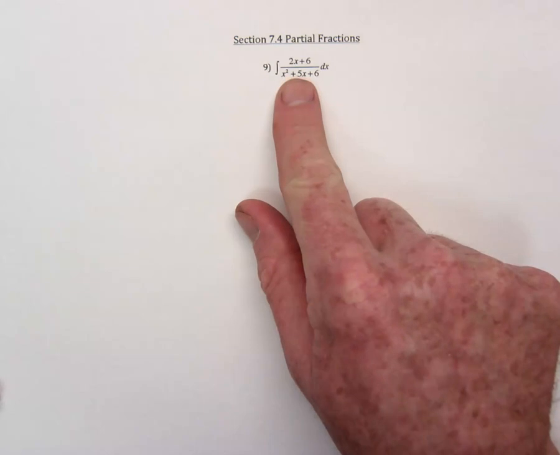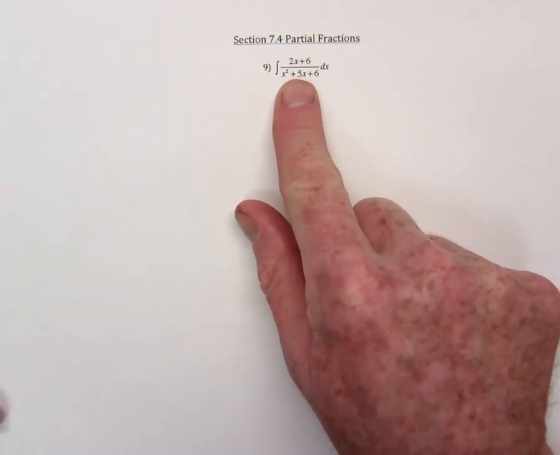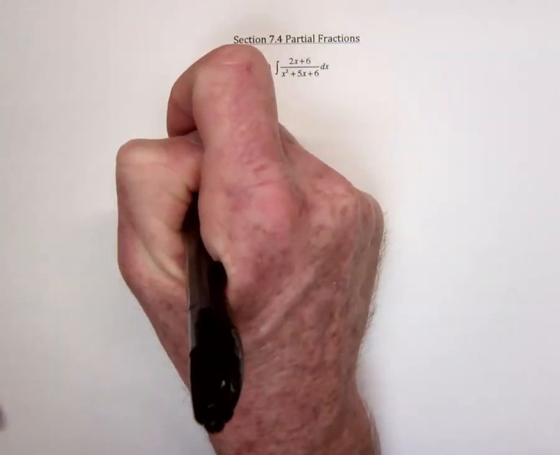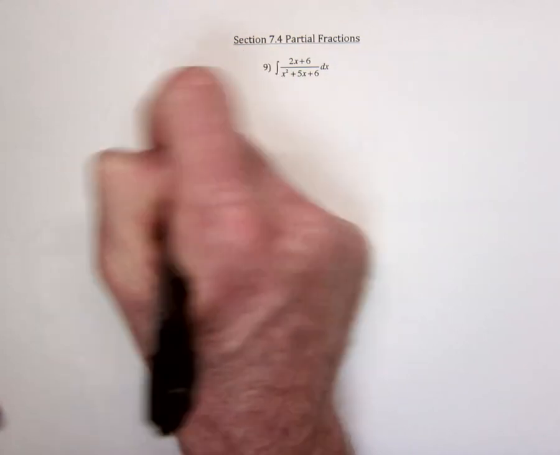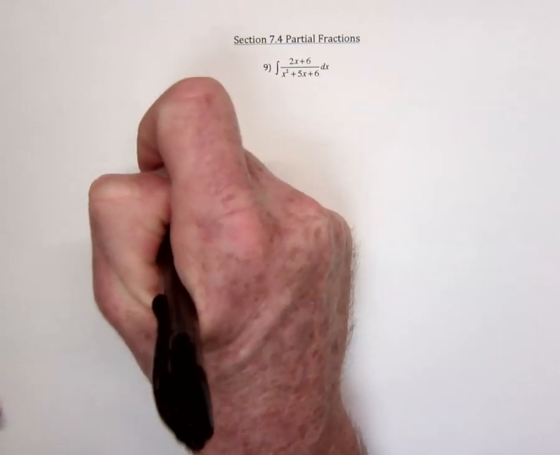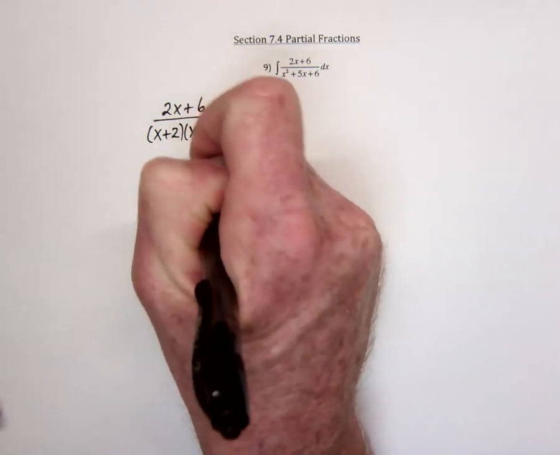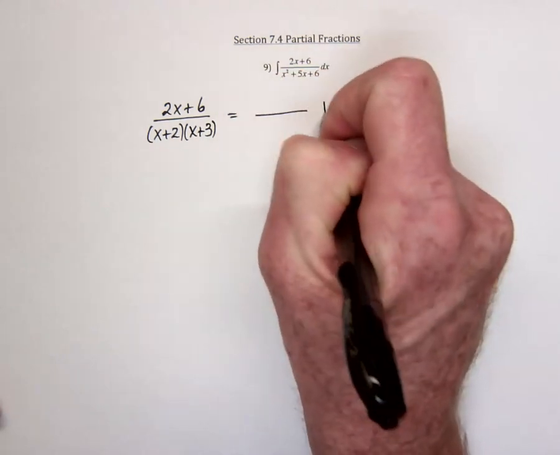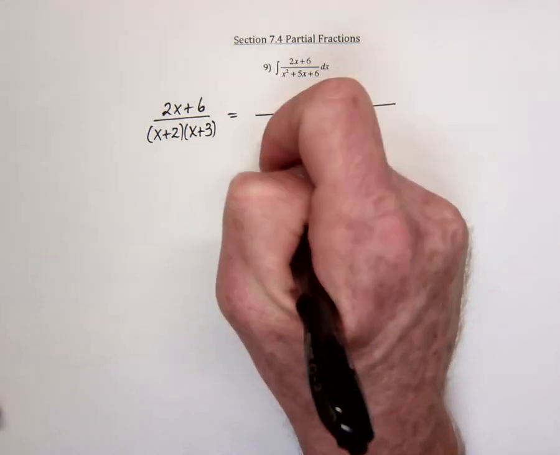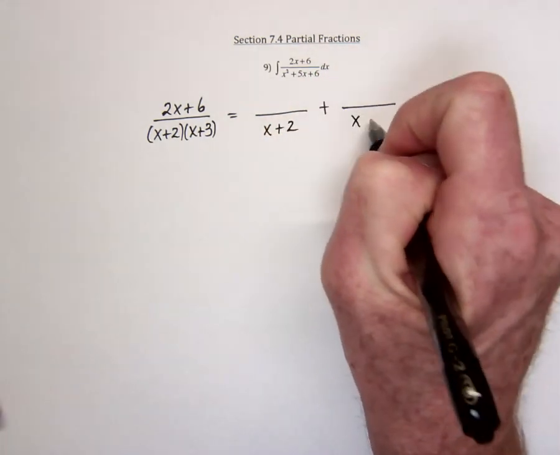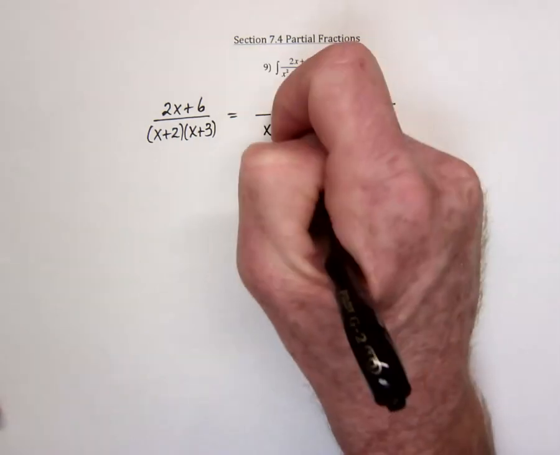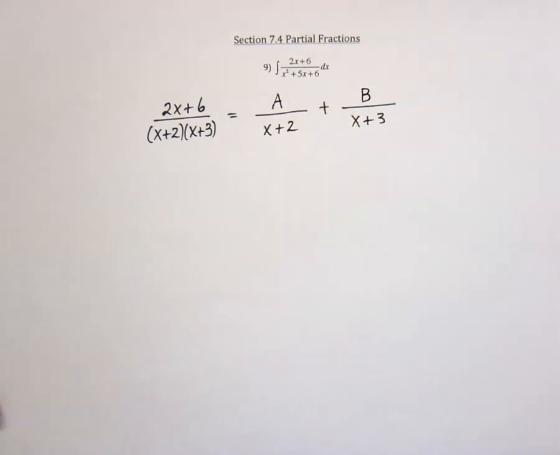Well, since the denominator can be factored, we can use partial fractions. So, first of all, we need to do the algebra. Take x squared plus 5x plus 6, factor this, it would be x plus 2 times x plus 3. That means that the original problem can be rewritten as two fractions, one with x plus 2 as the denominator, one with x plus 3 as the denominator. The numerators will be some numbers. For now, I'll call them a and b.